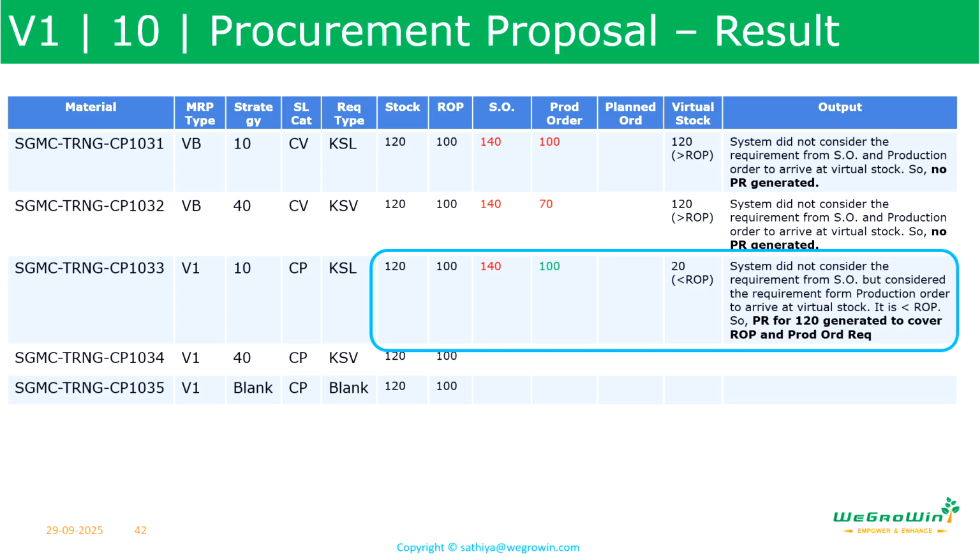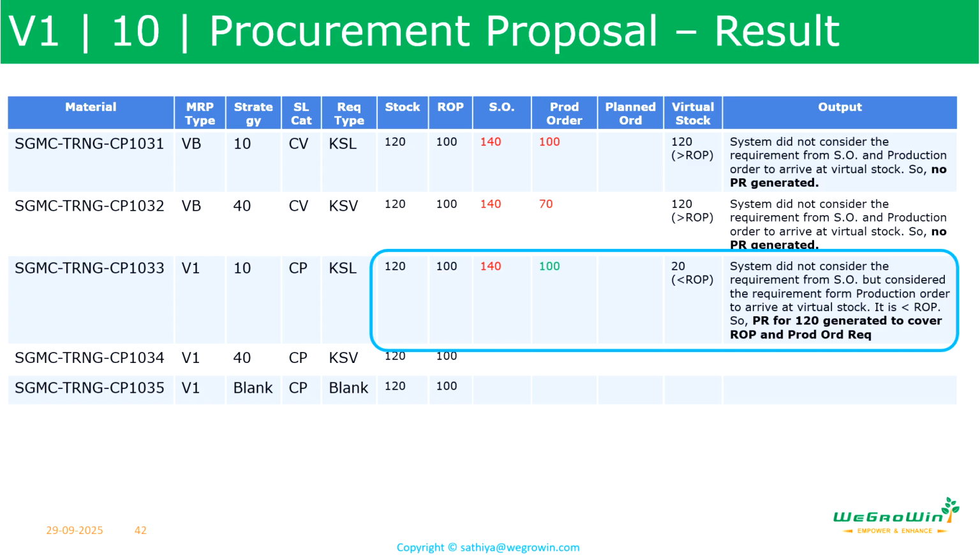Let me explain this. See, the system did not consider the requirements from the sales order. Now we have the stock of 120. There is a requirement from the sale order of 140. There is a requirement from the production order of 100 numbers. So what did the system arrive at? It arrived at the virtual stock, which is the current stock 120 minus the production order quantity requirement 100, which is 20. Okay, this 20 is less than our ROP, which is 100.